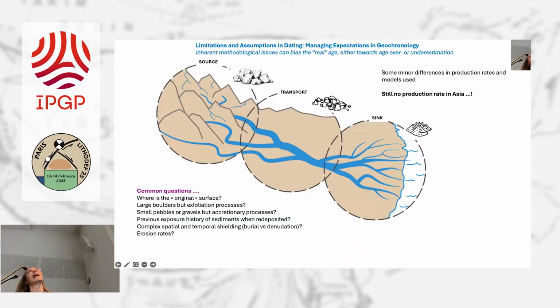So now I will speak about the limitations and the assumptions that we have when we are using these dating methods. In fact, common questions from the 90s up to today are: where is the original surface that I want to date? If I use cosmogenic dating, should I choose the big boulders, or the small pebbles, the gravels, the sand? What is the previous exposure history of the sediment before being redeposited? Do we have shielding? What are the erosion rates?